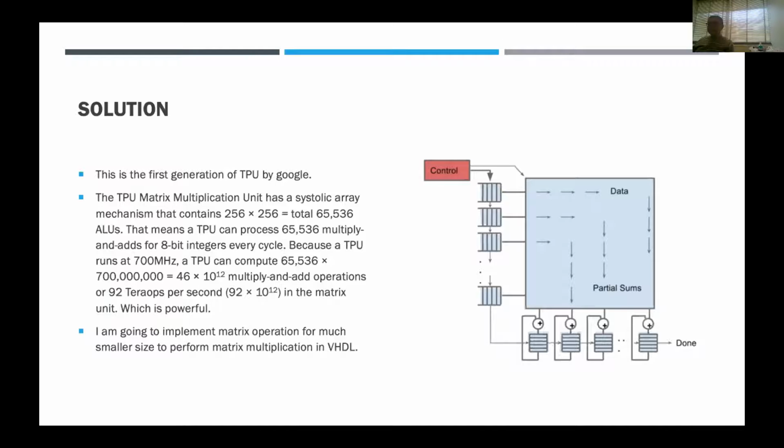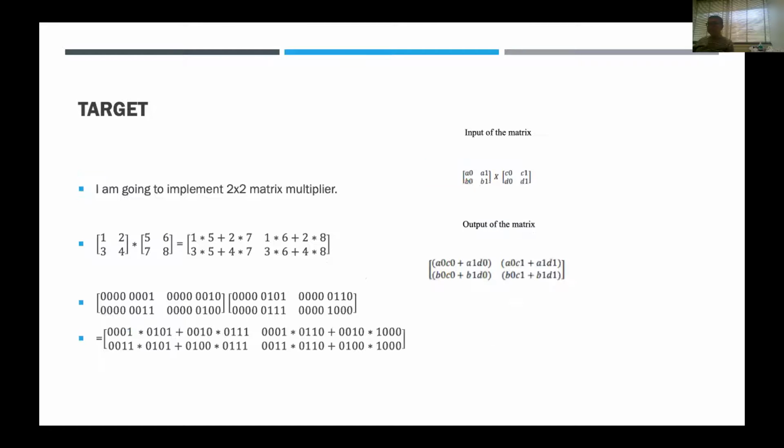complex hardware design. So I'm going to design a matrix operation for a much smaller size in VHDL. My target right now is to implement a 2x2 matrix multiplier for unsigned 8-bit integers. For example, the product of two 2x2 matrices.